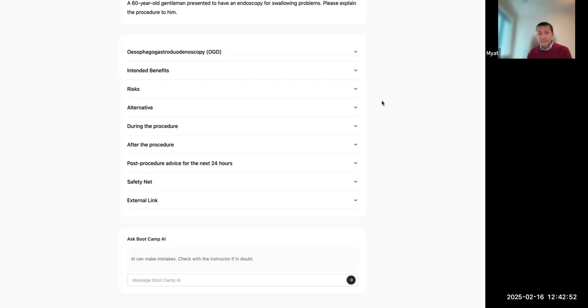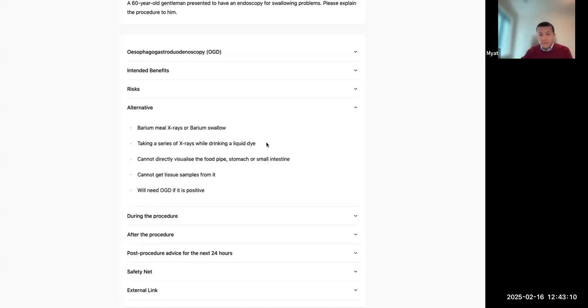So the same thing here as well, OGD. It's a relatively functional scan rather than a pure anatomical scan. That's why CT is not an alternative. But barium swallow, on the other hand, if you take a series of pictures while the patient is drinking some dye, then you can talk about it. One of the alternatives is the barium meal X-ray, or simply barium swallow.